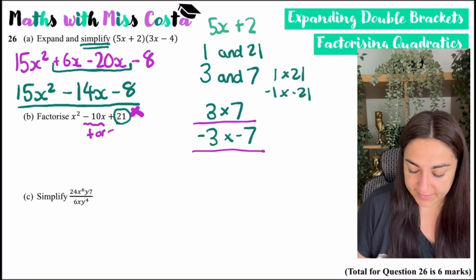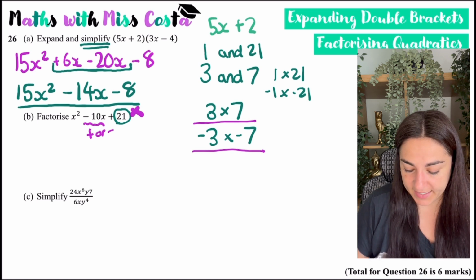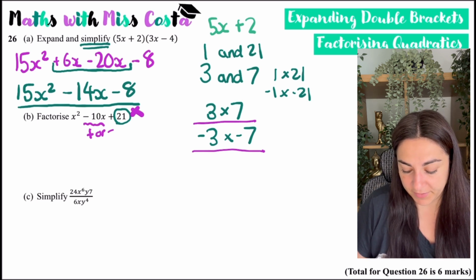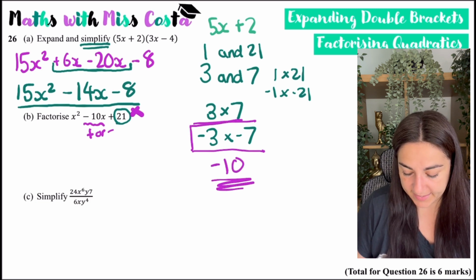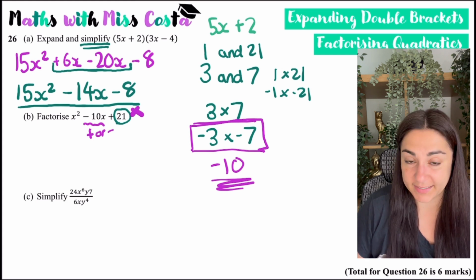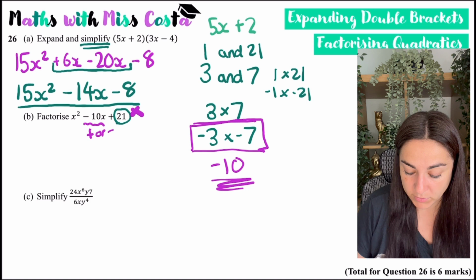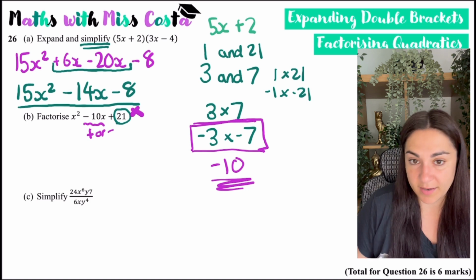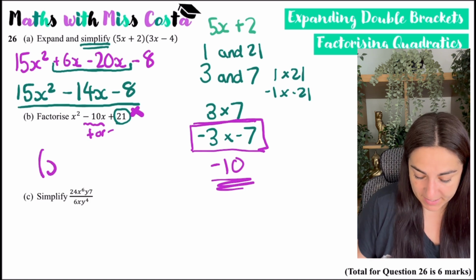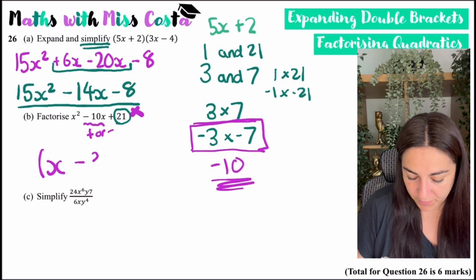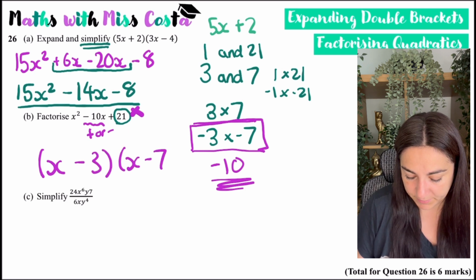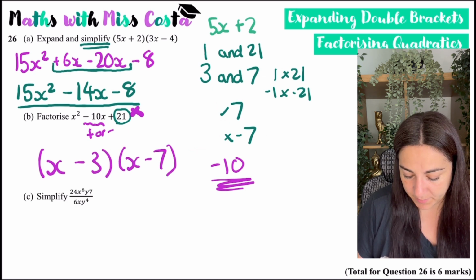So which of these two options gives me negative 10x? 3 plus 7 gives me positive 10, minus 3 plus minus 7 gives me minus 10. So it's going to be negative 3 times negative 7. So you find your two numbers that multiply together to make 21, and then add or subtract together to make minus 10. And then you put them in the bracket. So you've got x minus 3 and then x minus 7.